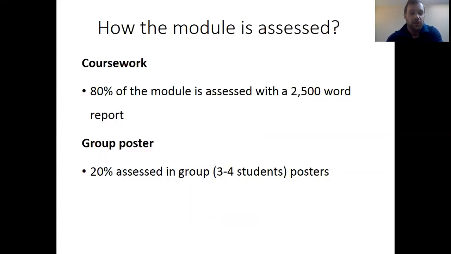We always get asked how the module is assessed, and it's assessed in 2 ways. 80% of the module, the most substantive part, is a 2,500 word report, in the form of a needs analysis and field-based test battery for students. This is where the main marks are won and lost on the module. The group poster is 20%, and that's where 3 or 4 students will get together and present on a chosen topic that year. It might be how athletes optimally warm up, for example.